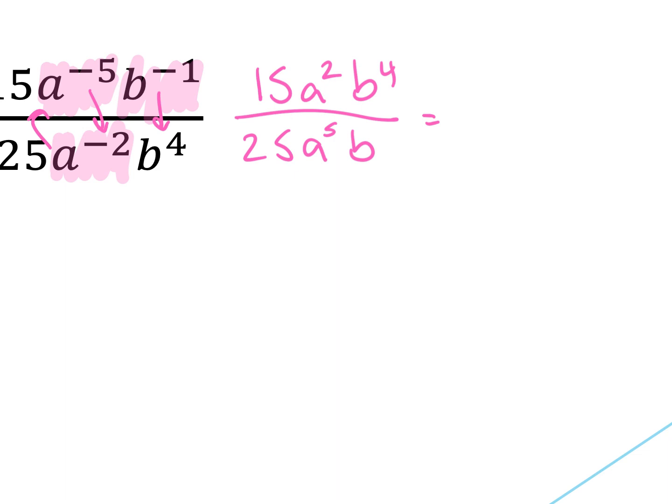Simplify what? Okay, I can simplify the numbers first. So how would I simplify 15 over 25? Awesome. They're both divisible by 5. So 15 divided by 5 would be 3. 25 divided by 5 is 5. All right, what can I simplify next?